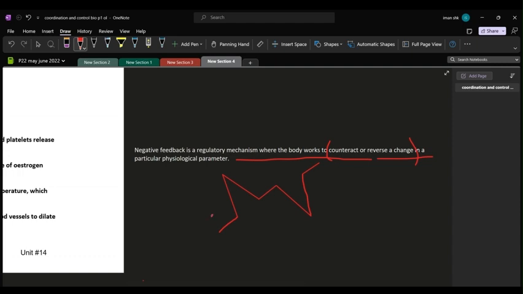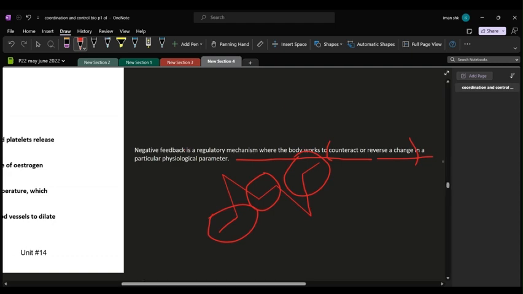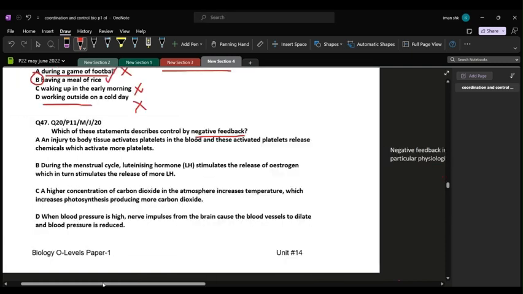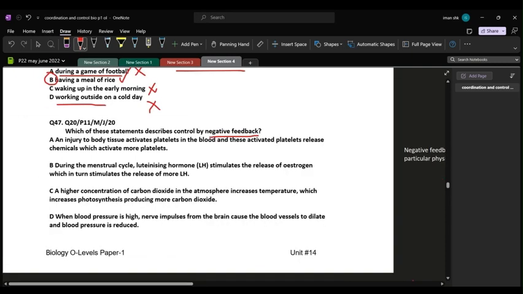So the thing is that these constant lines are basically the result of the negative feedback because our body is counteracting that, reversing that change. So keeping this in mind, let's move on to the statements and find out.